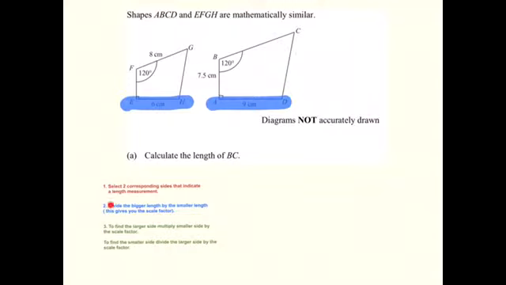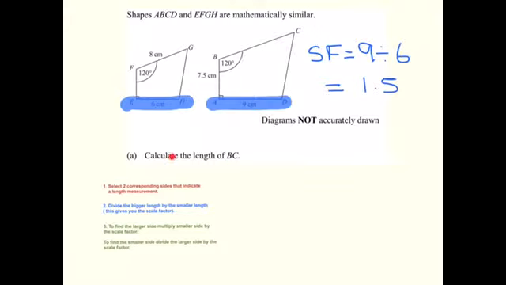What I need to do now is divide the bigger one by the smaller one to work out the scale factor. So the scale factor is going to equal 9 divided by 6, and that gives us an answer of 1.5. So the scale factor of enlargement, if you like, from this shape to this shape is 1.5.